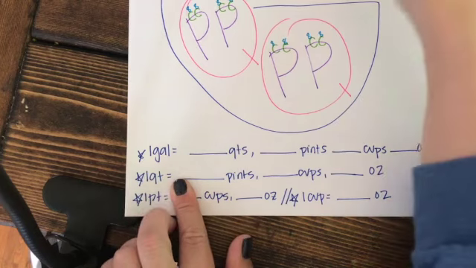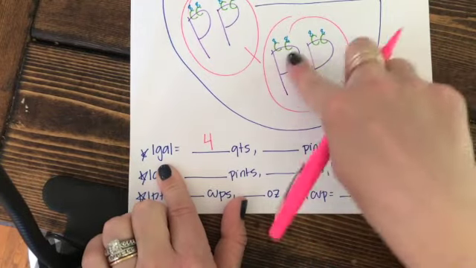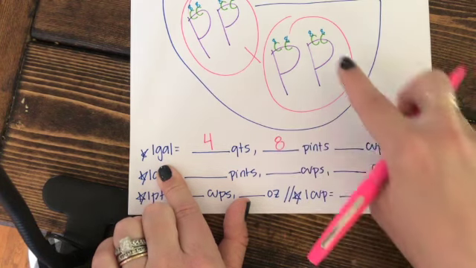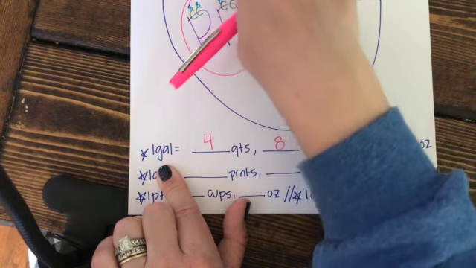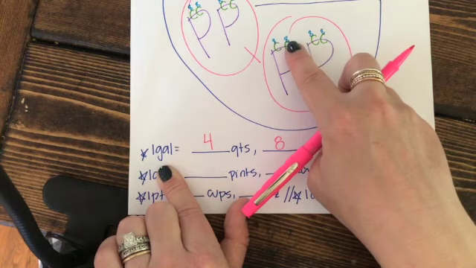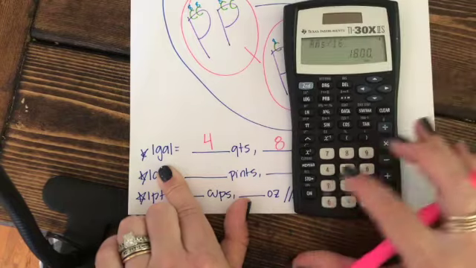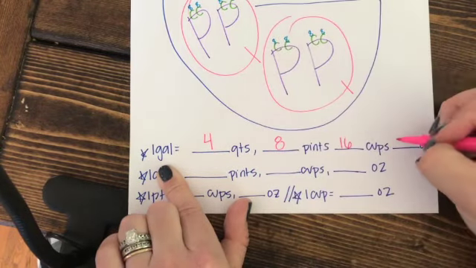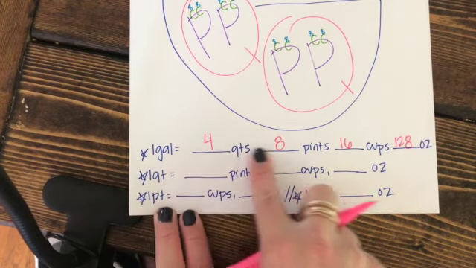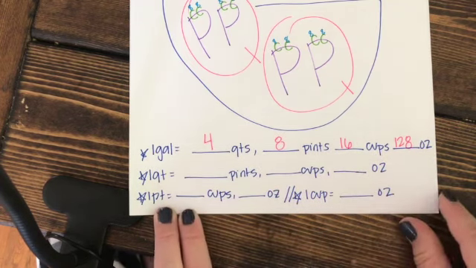Okay, so 1 gallon, King Gallon, has 4 quarts. Okay, King Gallon has 8 pints. 1, 2, 3, 4, 5, 6, 7, 8. King Gallon has 2, 4, 6, 8, 10, 12, 14, 16 cups. And each of those cups has 8 ounces, so he has 128 ounces. So these are all the equivalents for a gallon. A gallon is the same as 4 quarts, 8 pints, 16 cups, or 128 ounces.